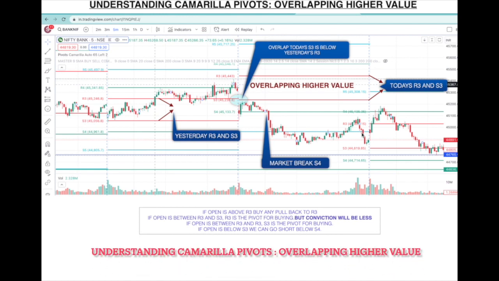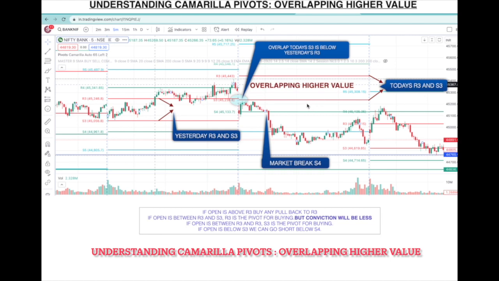Now the next is overlapping higher value. Okay, what is overlapping higher value? It is very simple. You don't have to get too bothered. See, this is today's R3 and S3. You have already calculated it based on yesterday's high, low, and close, and you have marked this. Let us forget about all this today. Okay, you have already marked it.